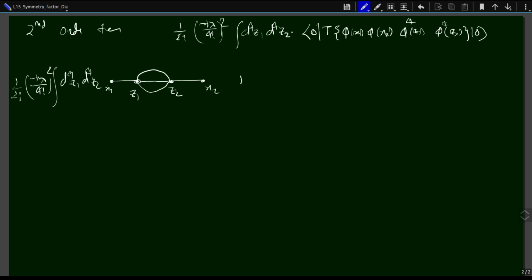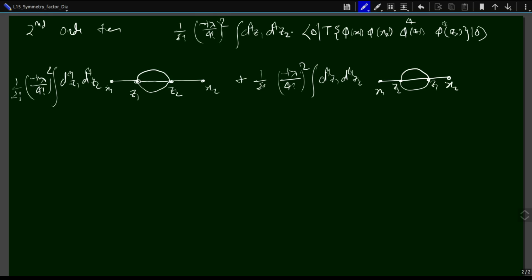There is a diagram like this, plus 1 by 2 factorial, minus i lambda by 4 factorial squared, and I have d4z1 d4z2 of exactly the same looking diagram, x1, x2, z2, z1. The only difference between these two that I wrote is that I swapped the vertices, and they will give me exactly the same thing. So the vertices that I have inserted, I can swap them, and in many cases they give you the same results.